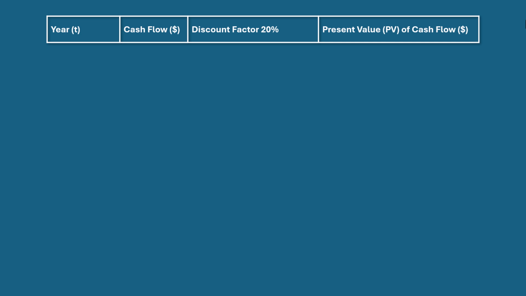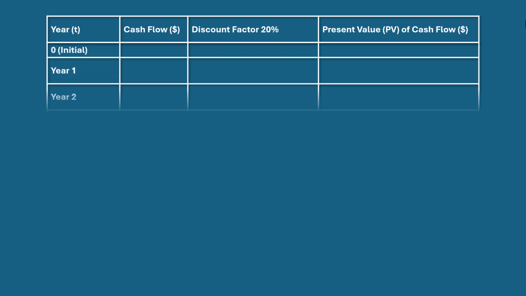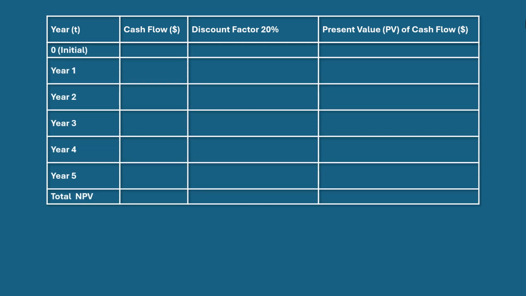Let's calculate it in a table. The first column is year, second column is cash flow, third column is discount factor at 20%, and fourth column is present value of cash flow. The project is based on 5 years. Initial investment is $1,000 at year 0. The cash flows per year from year 1 to year 5 are $300, $400, $450, $350, and $370. For understanding discount factor, watch my video on NPV.